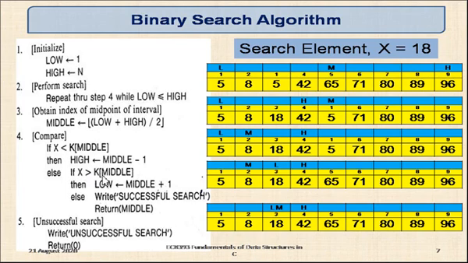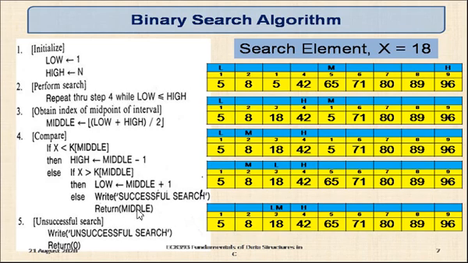X is greater than K of middle. That is 18 is greater than 18. That is also not satisfied. That means what? That is a successful search. In location 3, the item is available. So it will write successful search.